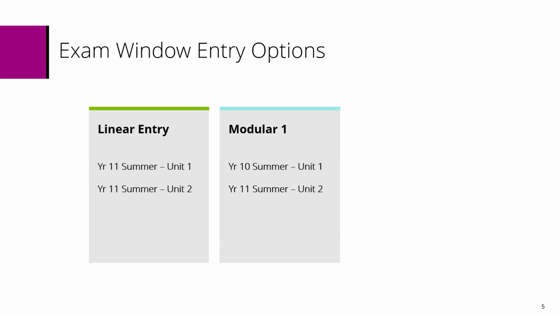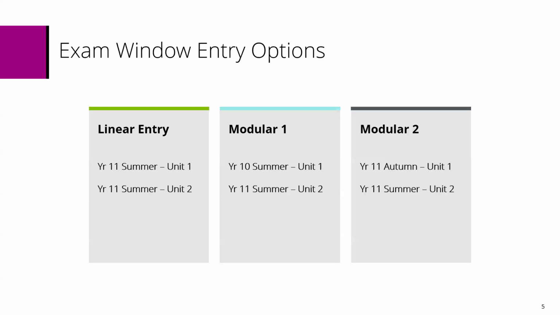But I also get centres saying, I don't think my students would be ready. They're not mature enough at the end of year 10 in my centre. Can I alter it in the autumn term? Yeah, you could alter it, for instance, the first unit in the autumn term of year 11 and the second unit in the summer of year 11.